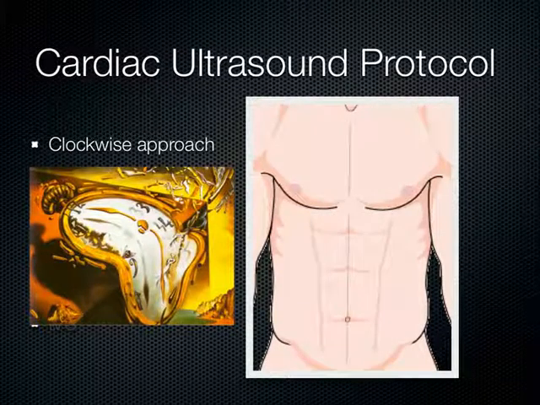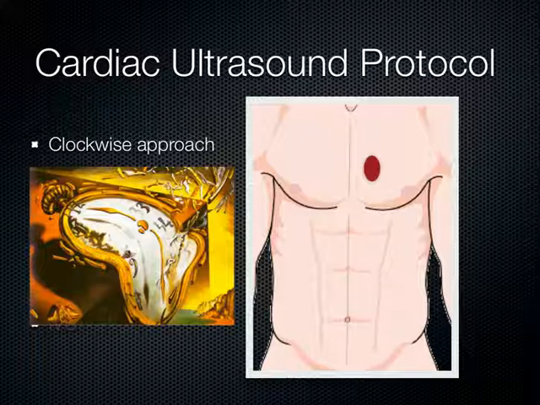One way to try to keep in mind how to remember the protocol to get all these views is you could think about doing a clockwise approach. So you can plop the probe down on the chest wall, and first aim the indicator towards the patient's left, and that'll give you the parasternal long axis. And then simply rotate the probe 90 degrees to the patient's right, and that'll give you the parasternal short axis.